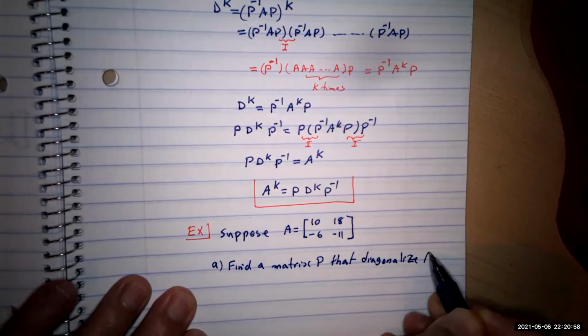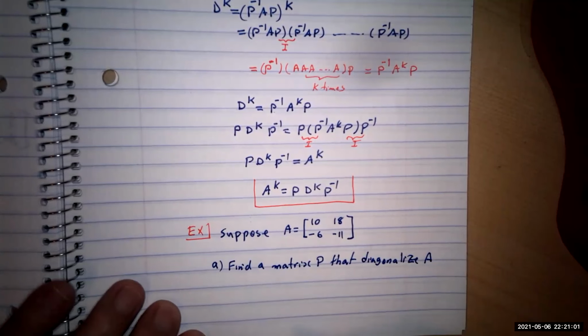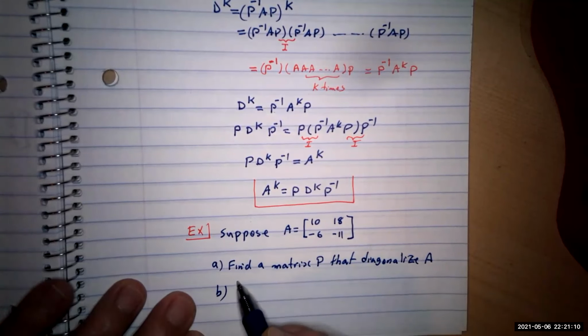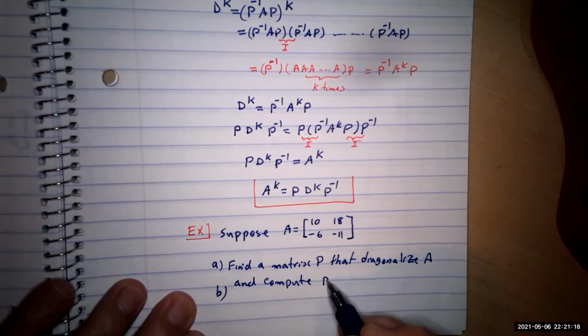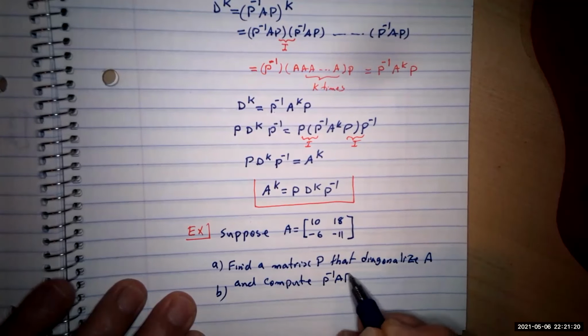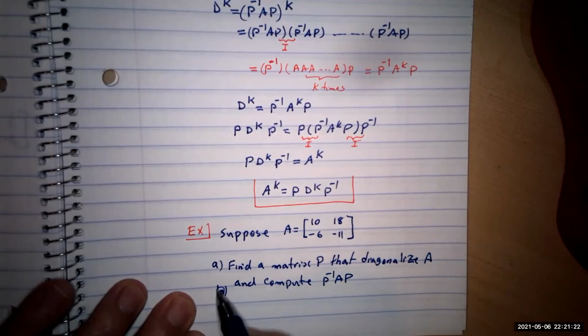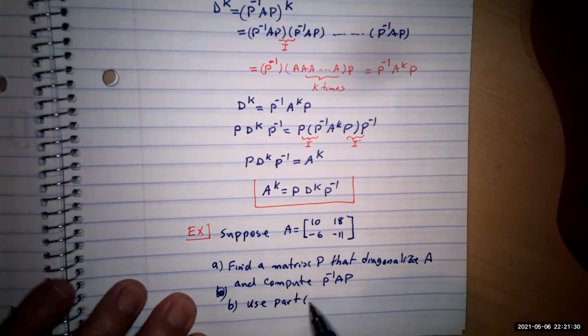Okay, diagonalize A. This is going to be the case. And the second one, now they give you the hint. So now you're going to diagonalize A if you like. You're going to do this one and compute, because you need this one, and compute as usual P inverse AP. And in part B, they ask you to use part A.